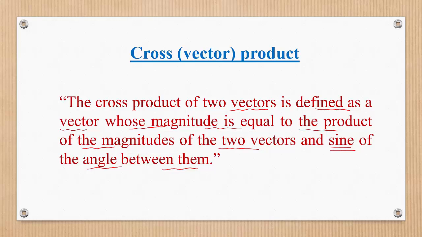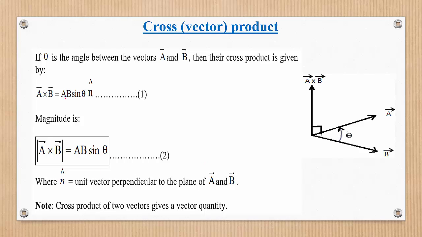Now let us understand the definition. The cross product or vector product is a vector whose magnitude is equal to the product of the magnitudes and the sine of angle between them. Observe the equation here. If theta is the angle between the vectors A and B, then their cross product is given by the equation. This equation is very important, equation 1.